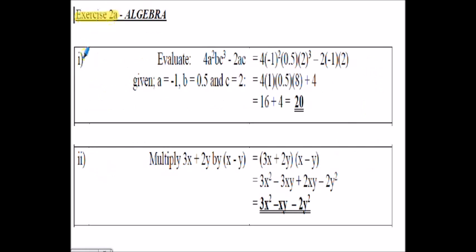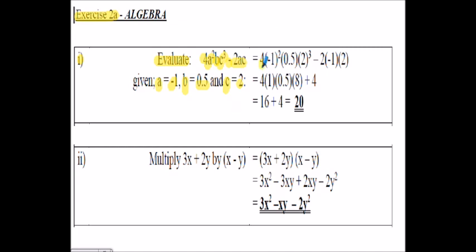Exercise 2A, part 1, we're asked to evaluate the expression 4 multiplied by a squared multiplied by b multiplied by c cubed. Take away 2 times a times c. We're given in the question that a is equal to minus 1, b is equal to 0.5, and c is equal to 2. All we're going to do is put those numbers into the expression and then evaluate it. Be careful of your BODMAS here there.